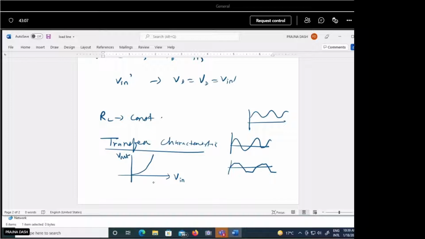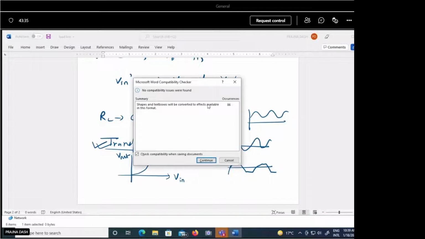So we can apply the analytical method for finding the output voltage. Also we can use the graphical method, or the transfer characteristics method, for finding the output waveform from the input waveform. Whatever input signal we apply, what output we will get can be analyzed from the transfer characteristics. We will study this in the analysis of the rectifier. So this is about the AC load line and DC load line of this diode.